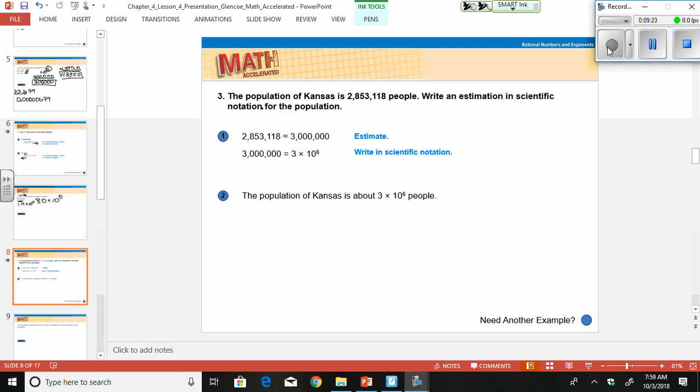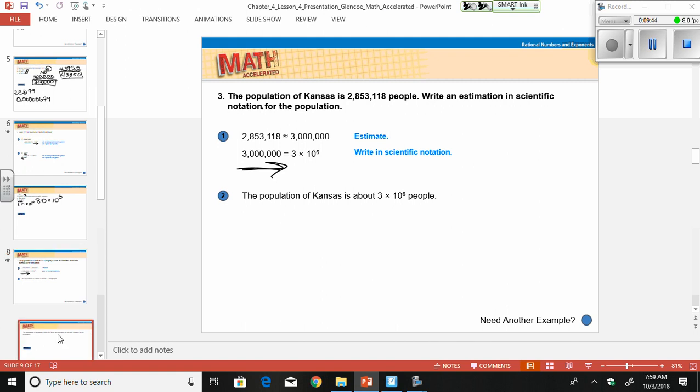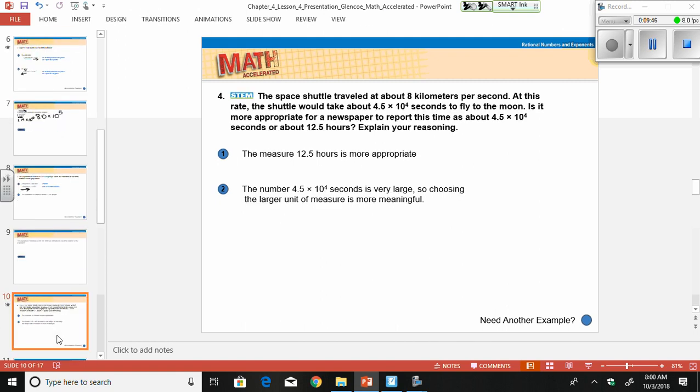And then they said, well, you can move your decimal to the left 6 places to get 3 in the 1 spot. So 3 times 10 to the, and to get it back, you would have to move it to the right, so that's a +6. So the population of Kansas is about 3 times 10 to the 6 people. But that saved us some space by putting it in scientific notation, which is the whole point behind scientific notation.